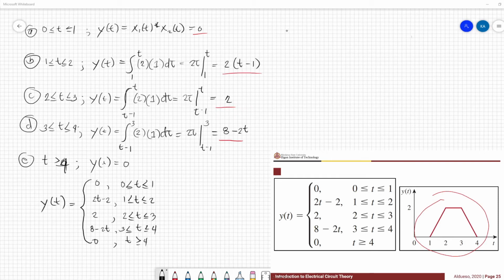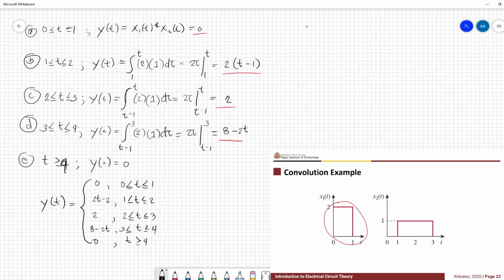So another method in finding the convolution of two signals is getting the Laplace transform of each signal and then multiplying the two, we get the Laplace of the output response, and by converting it to the time domain, we get the output response in time domain. So first, let's get an equation for x1 of t and x2 of t. So x1 of t is equivalent to 2 u of t minus 2 u of t minus 1. And for the second function, we have u of t minus 1 minus u of t minus 3.